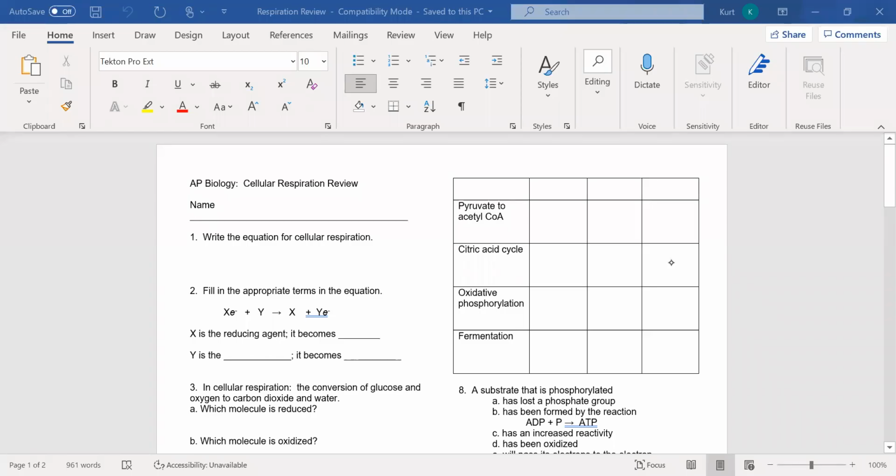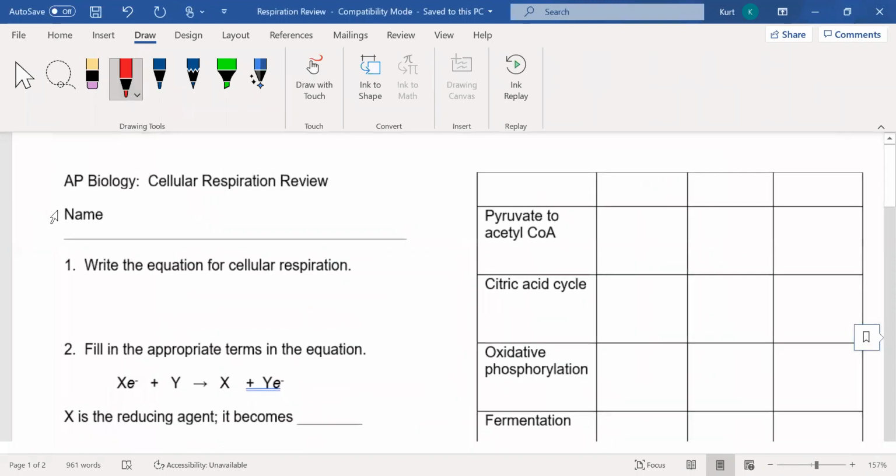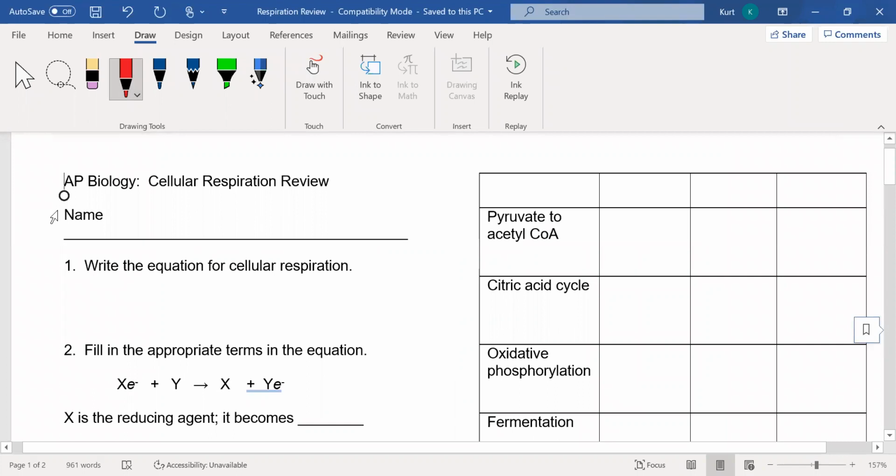Okay, today we are going over the cell respiration worksheet as a review for your test. So let's get everything set up here. Here we go, guys. If I go too fast, just ask me to slow down. Let's begin. Write the equation for cell respiration.